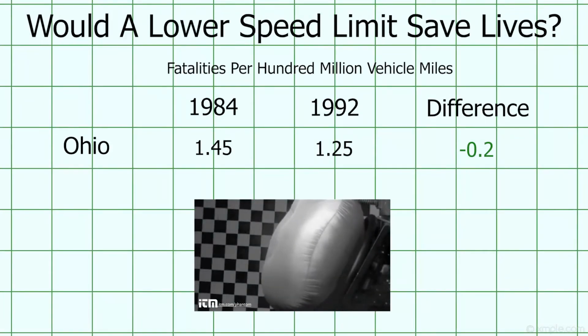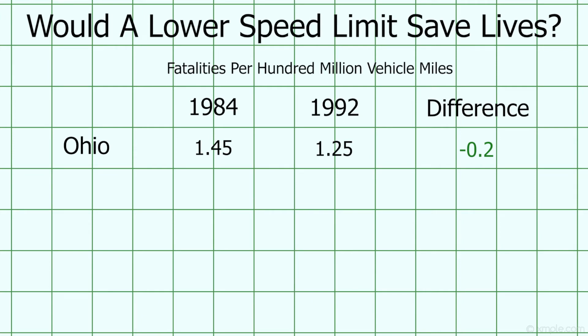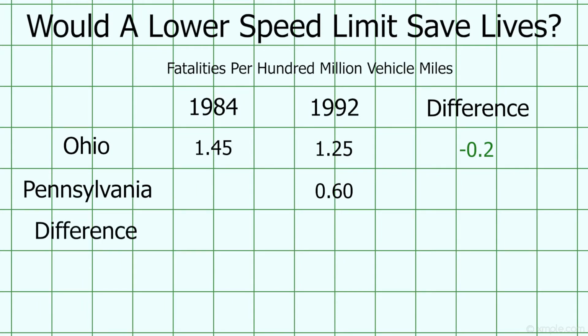Okay, so what if we make a different comparison? What if we compare Ohio's fatality rate in 1992 to Pennsylvania's in 1992? Remember that in 1992, Ohio had a 65 mile per hour speed limit, and Pennsylvania had a 55 mile per hour speed limit. When we make this comparison, we can see that Ohio's fatality rate was 0.7 deaths per 100 million miles higher than Pennsylvania's. Now it looks like the higher speed limit caused an increase in fatalities. Hopefully, though, you see the omitted variable problem here, too. There are many differences between Ohio and Pennsylvania besides the speed limit, so we can't be sure that the difference in fatalities between them is due to the higher speed limit.